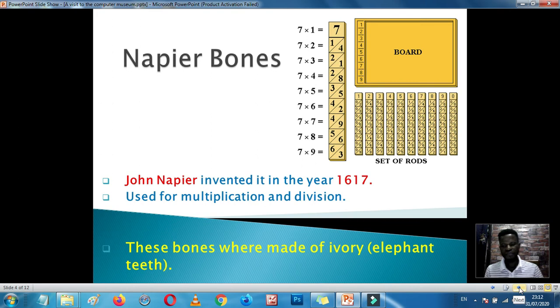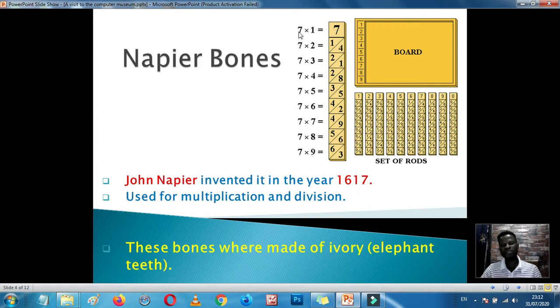John Napier invented the Napier bones in the year 1617. The Napier bones were used for multiplication and division. These Napier bones are actually a set of rods that were made of bones, which we can call ivory. Ivory is the elephant's teeth. So these bones were made of ivory, and once they are put together, they form a set of rods, and that is what we have as the Napier bones.